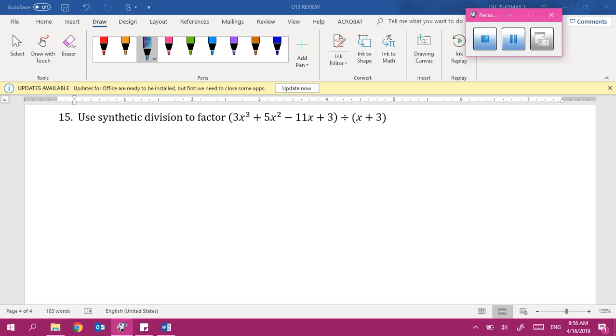Okay, on number 15, it says use synthetic division to factor. That means you have to factor completely, right? So with synthetic division, we have to identify our a value here. So what is the a value on this question? Close. -3. Remember, it's the opposite of what's in here, right? So it's going to be -3.